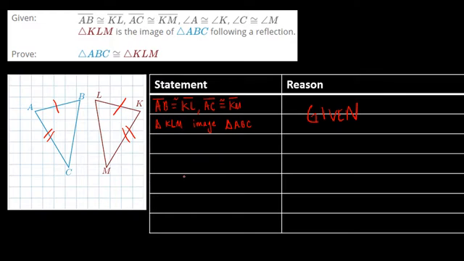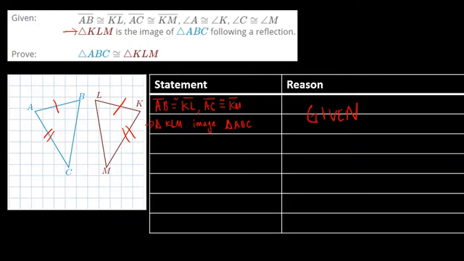Okay, so that's pretty straightforward, but then they also told me triangle KLM is the image of triangle ABC following a reflection. And I wrote it a little short here because I just didn't really have space, but when you're copying down your own statements, make sure to write out that full given statement because you never know which aspect of it is going to be the part that you rely on to justify statements that you make in the proof. So triangle KLM is the image of ABC following a reflection. In other words, ABC was reflected and triangle KLM is the result.